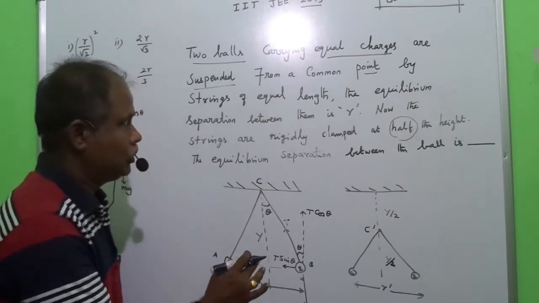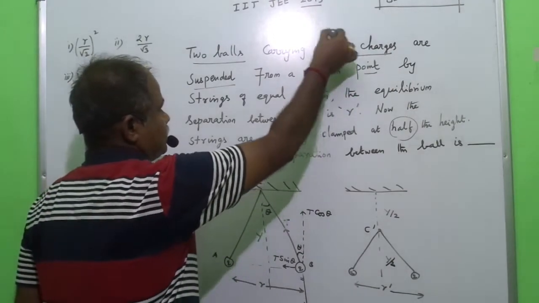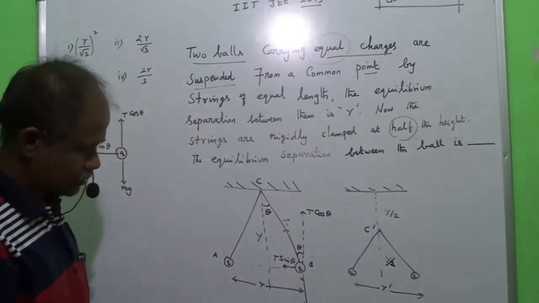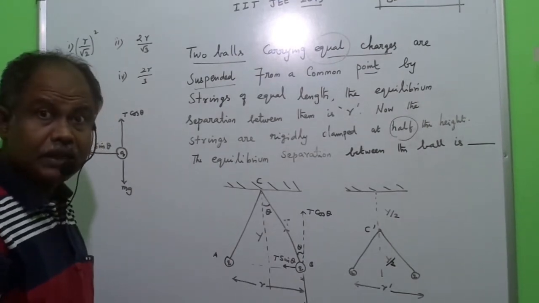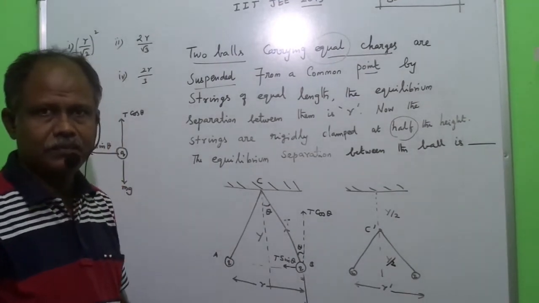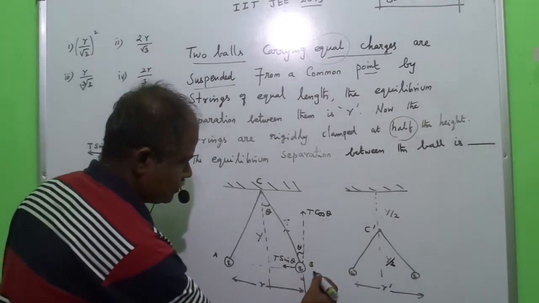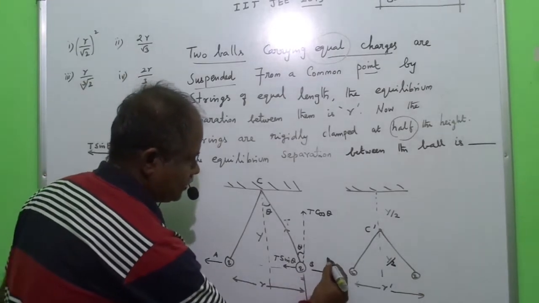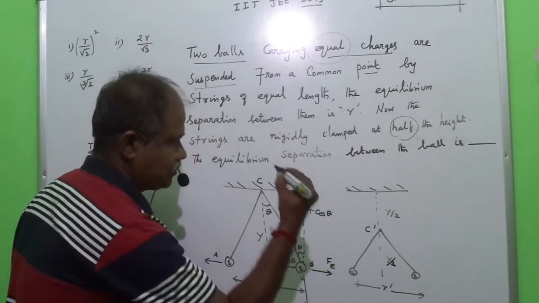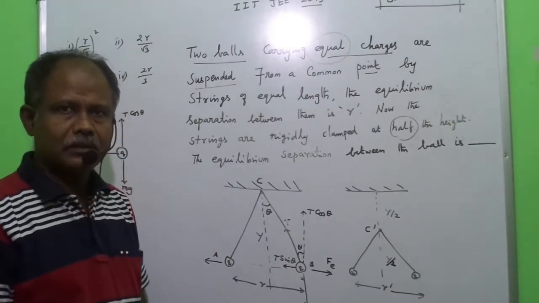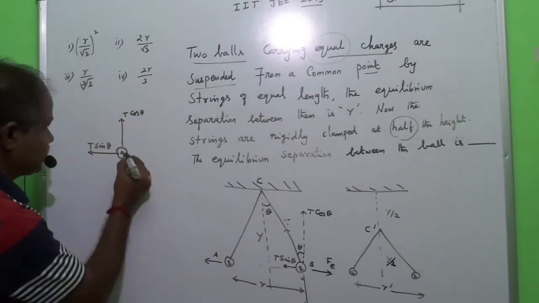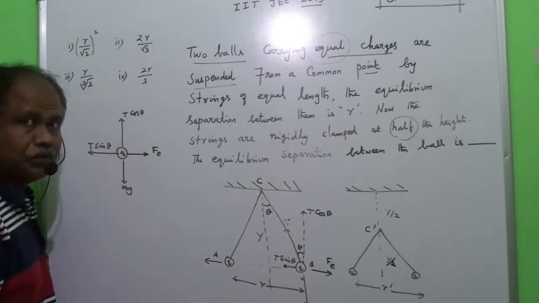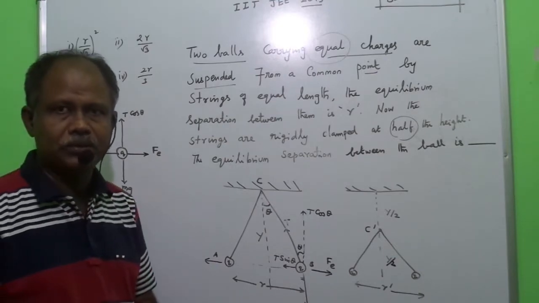There are two like charges, that is equal charges. Two equal charges means there may be a repulsive force. That force is the electrostatic Coulomb force. Another force is also acting here, that is FE, the electrostatic Coulomb force.